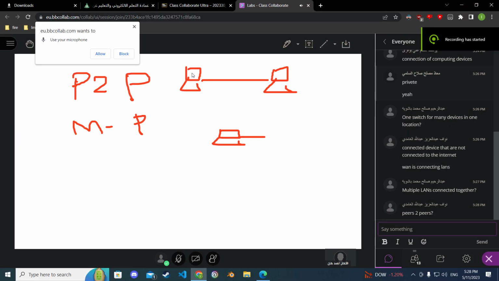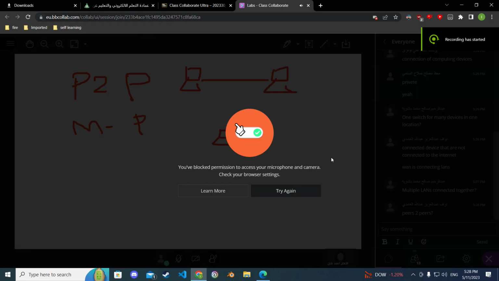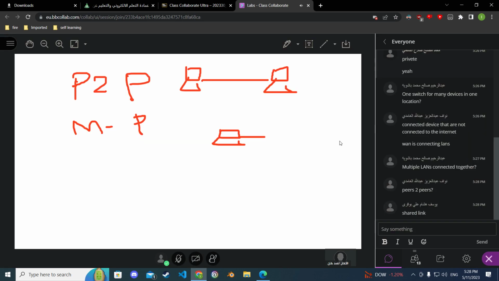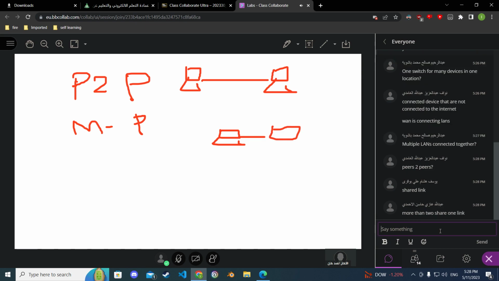Multiple points. For example, a hub or switch. So different computers are connected.